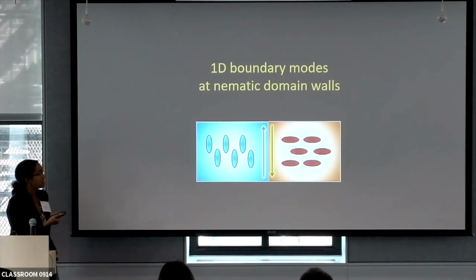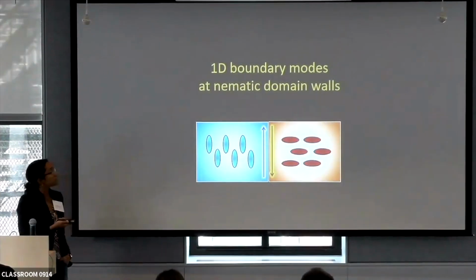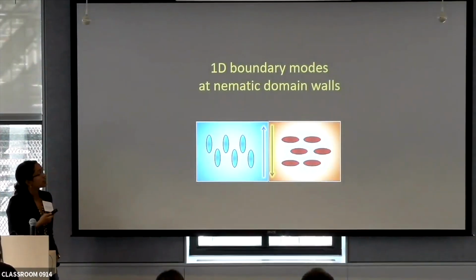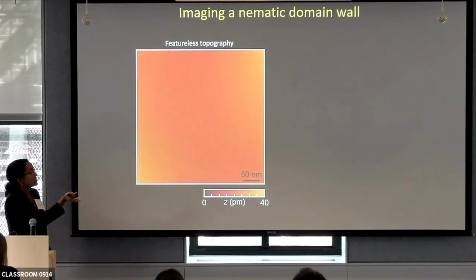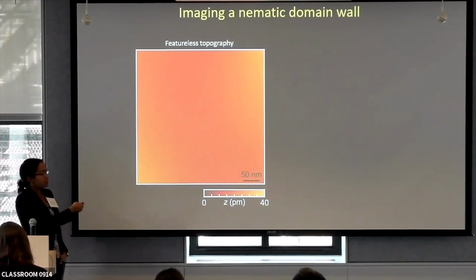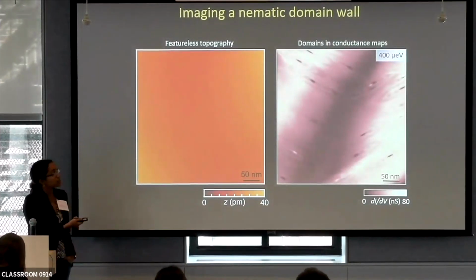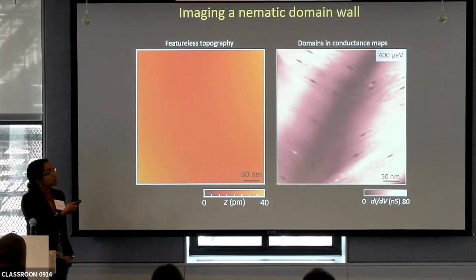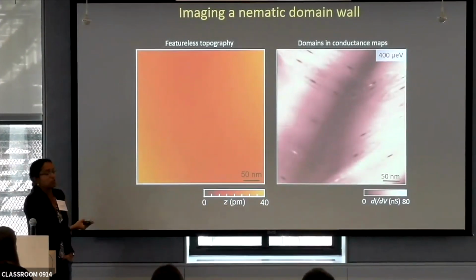Right, so now we want to say, okay, we can look locally at these different nematic regions. Can we find a boundary between them? And what was quite exciting for us is we were able to find, in a very clean, large area of our sample, a surface that's completely featureless in topography. But if we look electronically at the conductance maps, we see this very striking domain wall here. So here we have these Landau level wave functions pointed in different directions on the left and right, and cutting through the middle is this electronic domain boundary.